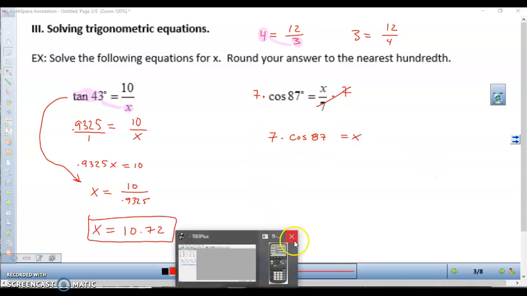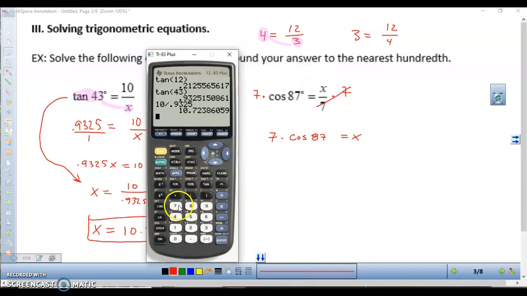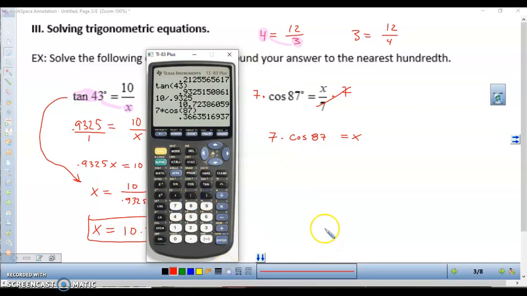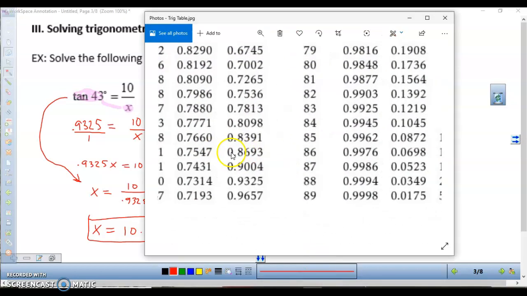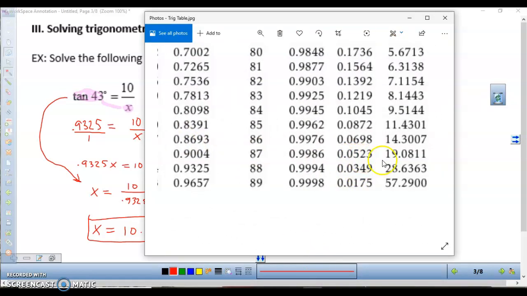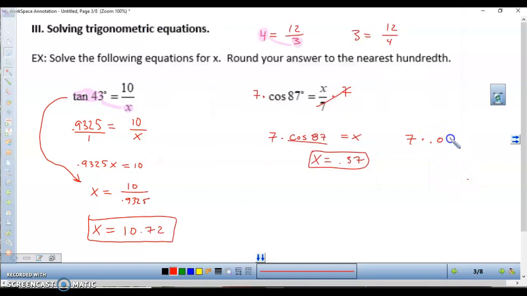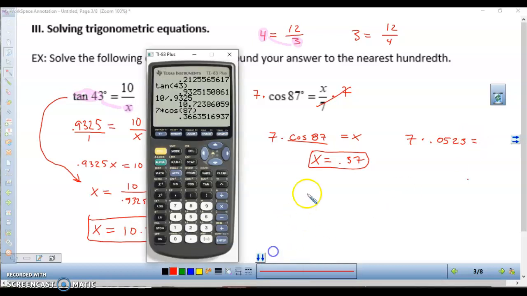So I could just type that in my calculator and say 7 times the cosine of 87, and I can get that x would be 0.37. But if you wanted to use the table, which you most certainly can, you would simply say 7 times, and we're just going to figure out what is the cosine of 87, and the cosine of 87 is 0.0523. And if we multiply those together, we're going to get the exact same answer, of course.